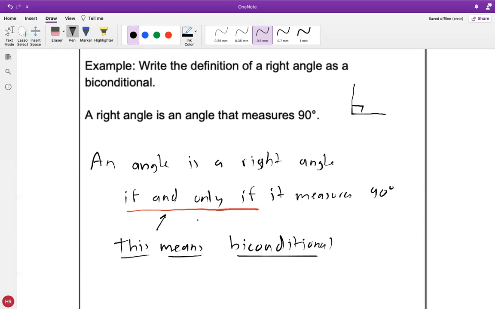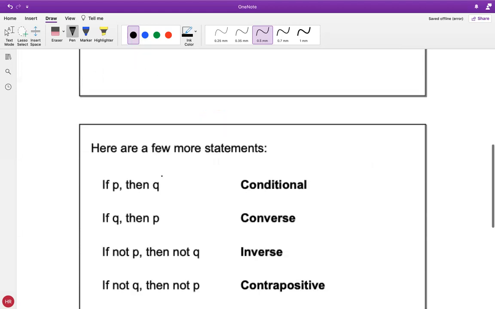Whenever you see "if and only if," you know you're going to have a biconditional, meaning a statement that should be true in both directions. The two directions are: an angle is a right angle if it measures 90, that's true. And the other one is, if an angle measures 90, then it's a right angle, that's also true. And when that happens, we have what's called a biconditional, meaning it works two different ways, both directions. And it usually means that it's a definition. In this case, it is. This is the definition of a right angle, written as a biconditional.